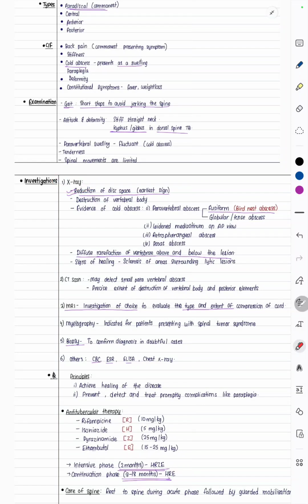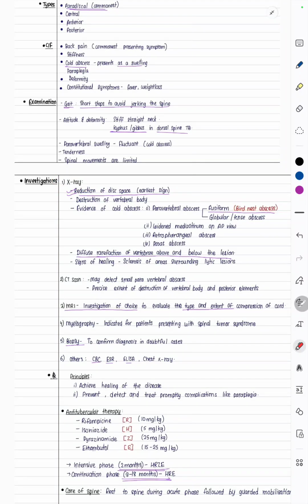The reduction of the disc space is seen, that is the earliest sign. Destruction of the vertebral body, evidence of the cold abscess. So there is going to be paravertebral abscess. This is fluctuant in nature, and is called as the bird nest abscess as well.